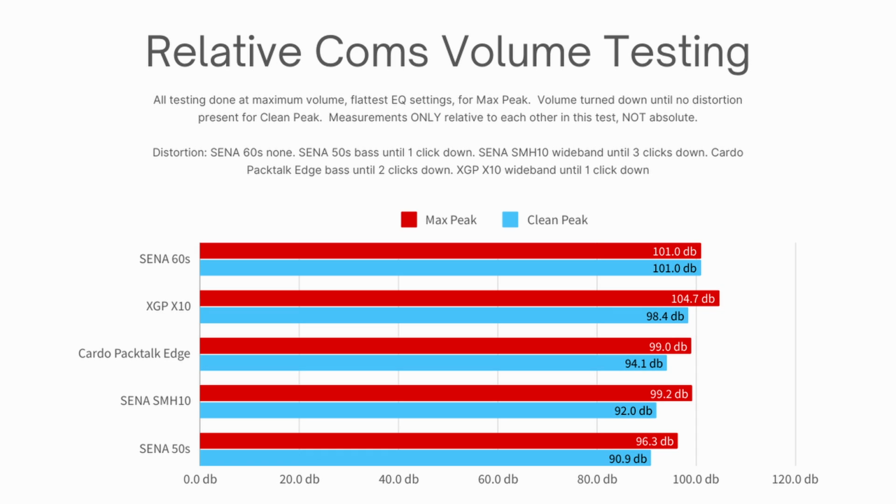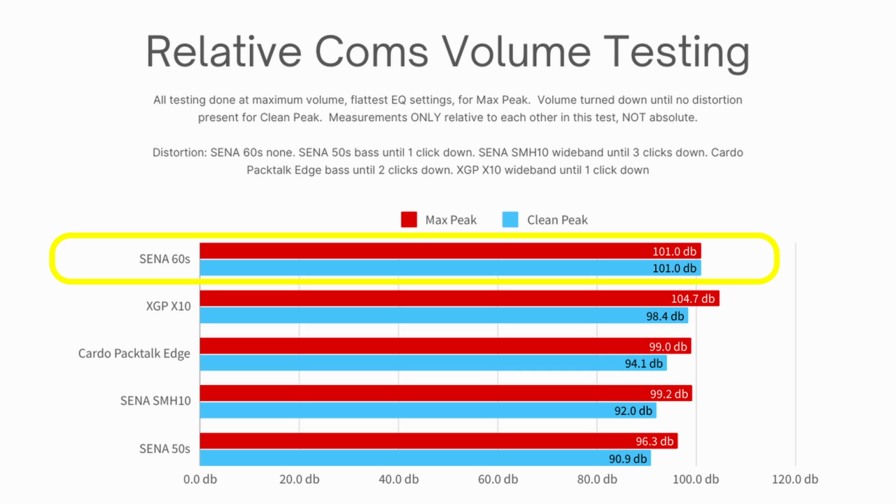So first of all, these are at whatever their current max firmwares are at the moment. The SENA 60S just got an update. It's not even on their website yet, so I don't know what it did, but I tested both the 1.0.2 and the new 1.0.3, and they were identical volume and quality-wise, so nothing changed there.